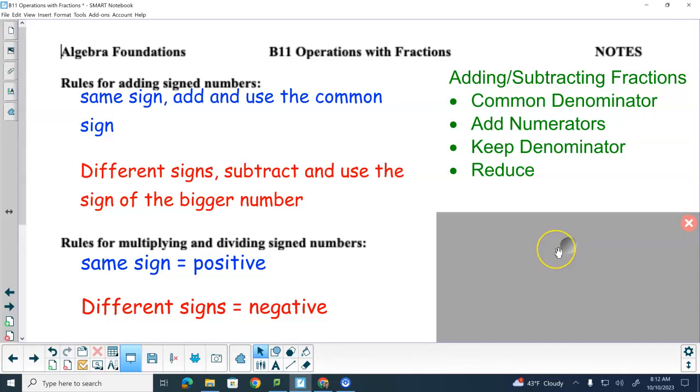Okay? So that's adding and subtracting fractions, which is a little different than adding and subtracting just whole numbers.